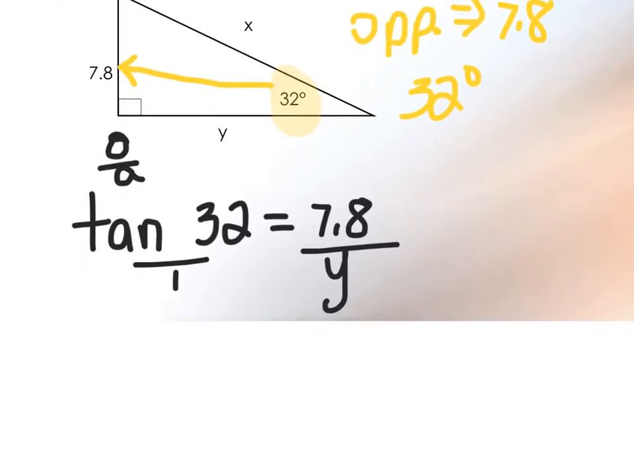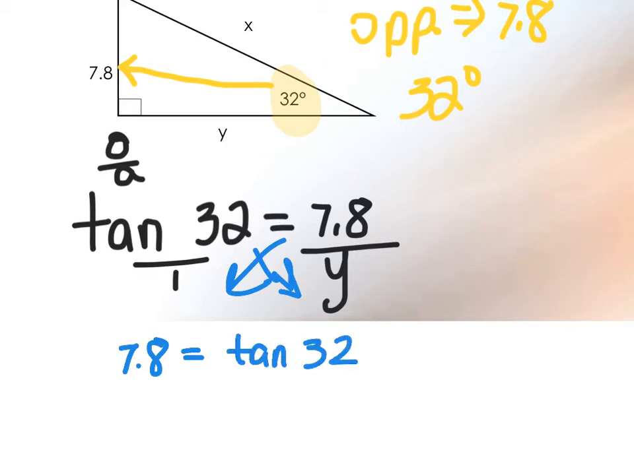You guys with me? Now I have a proportion. You see I have a proportion. I have a left side fraction equals a right side fraction. How do you solve proportions? Cross multiply. So 1 times 7.8 is 7.8 equals, can I multiply those two things together? No. So this is just the tangent of 32 times y, or you can put y times the tangent of 32. Guys, this is the exact same thing. If you had 7.8 equals 3y, what would you do? You would divide by 3.